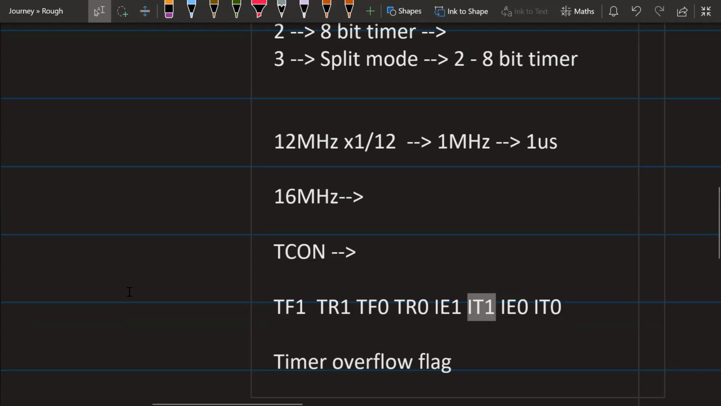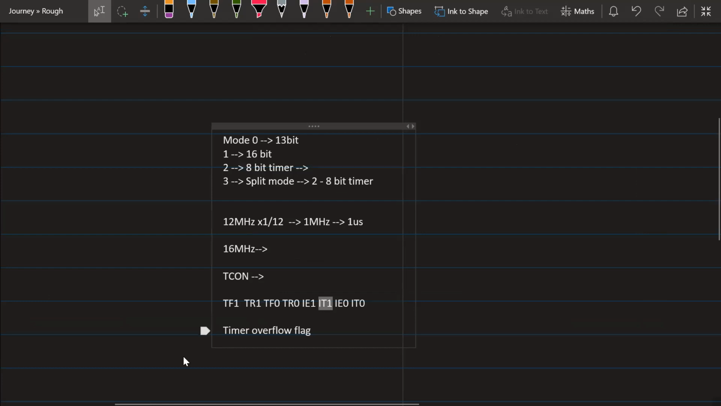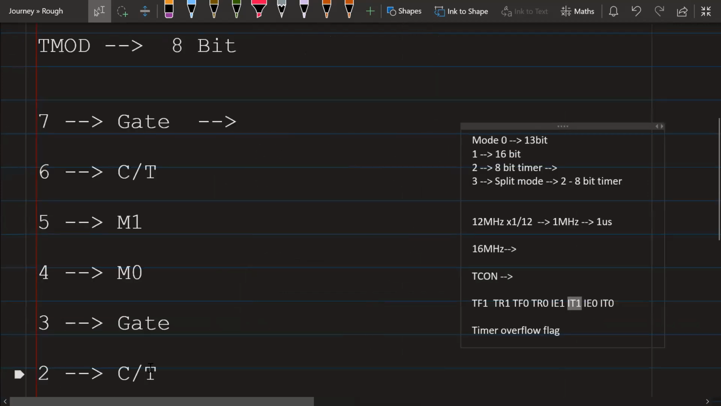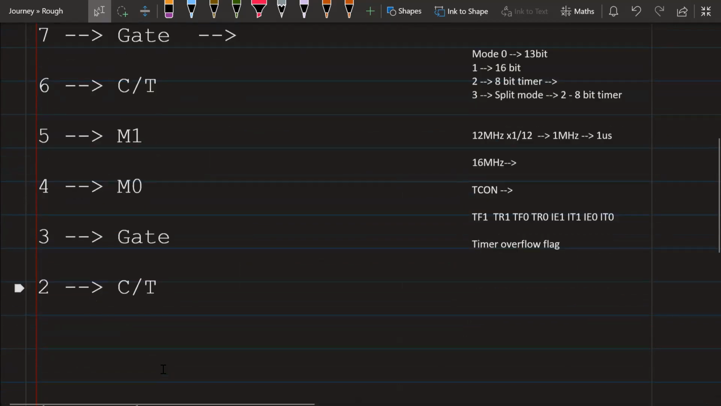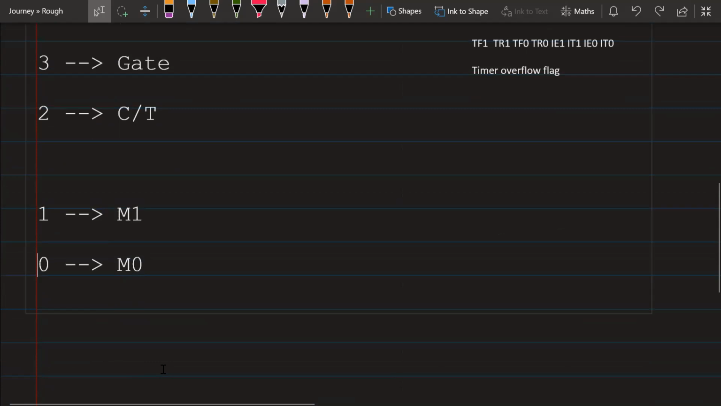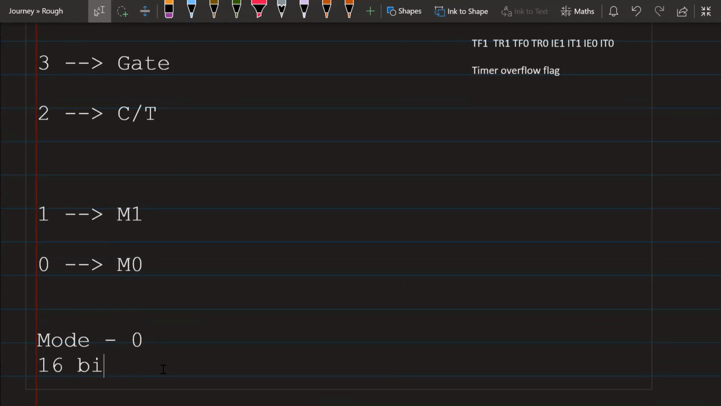Now, while programming, we should keep in mind which mode we are programming in. We have 4 modes. In the problem statement also, whenever they give problems to write a program, you should be careful about which mode you are writing. The first mode is mode 0. In mode 0, how many bits is the timer? It is a 13-bit timer. Sorry, mode 0 is 13-bit. Mode 1 is 16-bit.